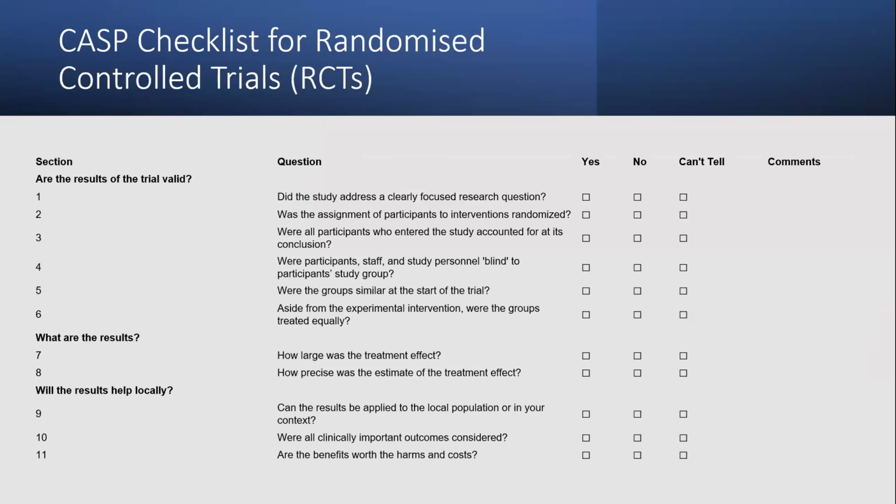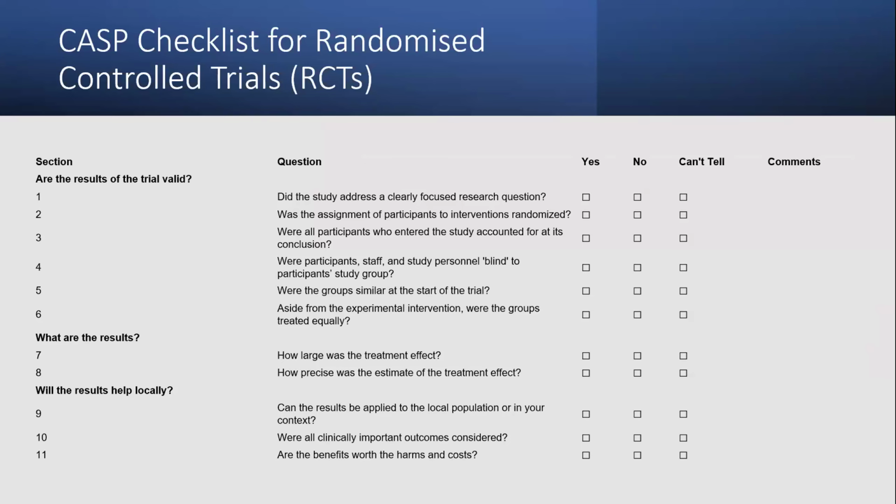As I told, you will mainly have 3 sections. That is, are the results of the trial valid? What are the results? And will the results help locally? Based on each section, you will have questions. For example, did the study address a clearly focused research question? Here also you have to say yes, no, can't tell, or comment. So you can give a comment.